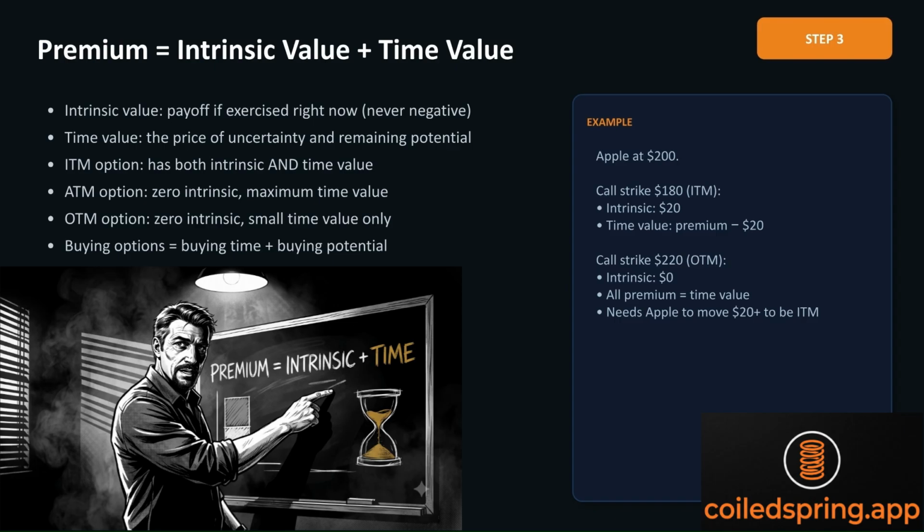Let's start with intrinsic value. Intrinsic value is the simplest of the two. It's the value the option has right now, today, if you exercised it immediately. If you hold a call with a strike of $180 and the stock is at $200, the intrinsic value is $20, because you could buy at $180 and immediately have something worth $200. That $20 is real, tangible, calculable value.